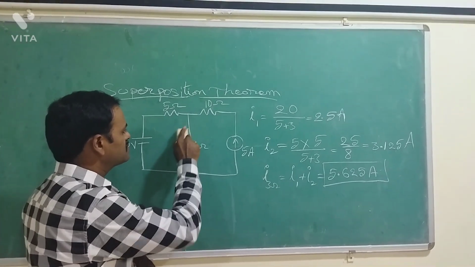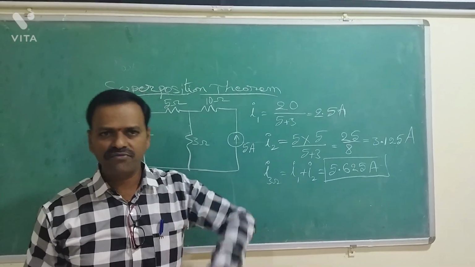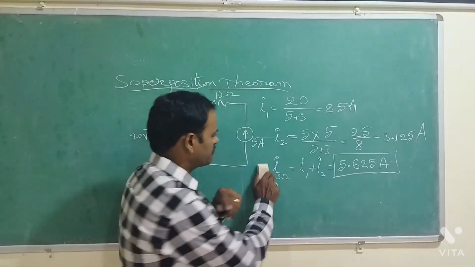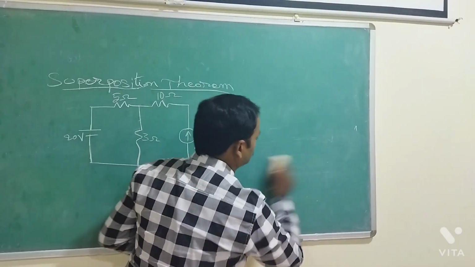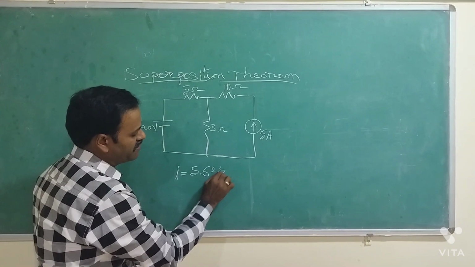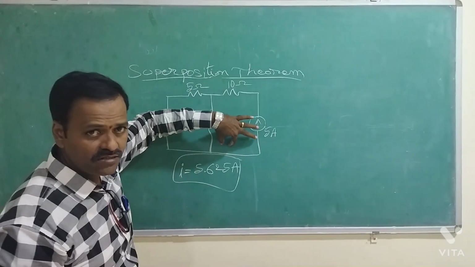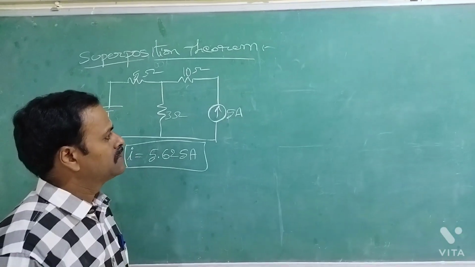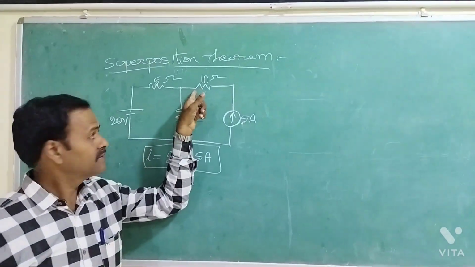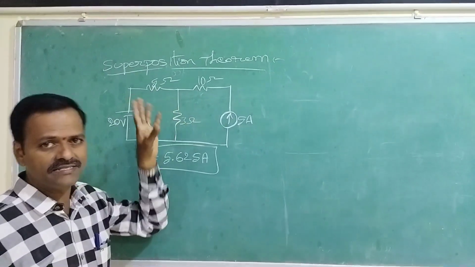What does KCL say? Kirchhoff's current law says the algebraic sum of currents at a node is equal to 0. Try to remember this current: 5.625 amperes we got. Now let us verify the current flowing through the 3 ohms resistor using some other theorem. As per KCL, we have to consider a node here, and at this particular junction the algebraic sum of currents is equal to 0.